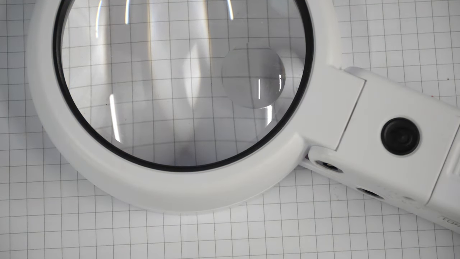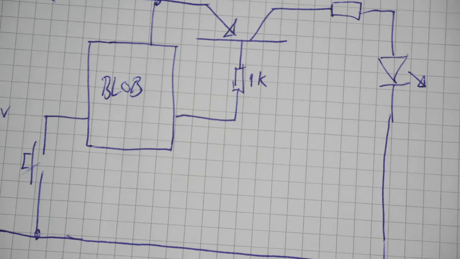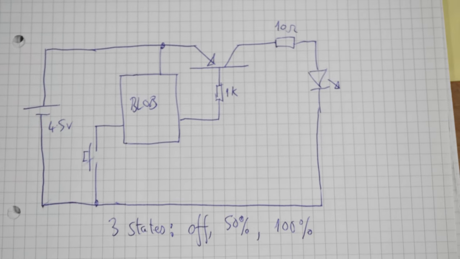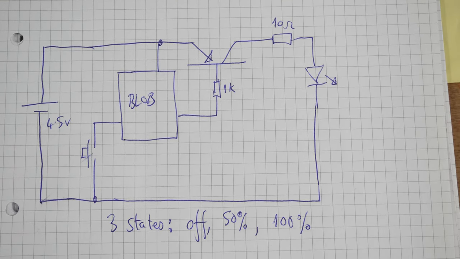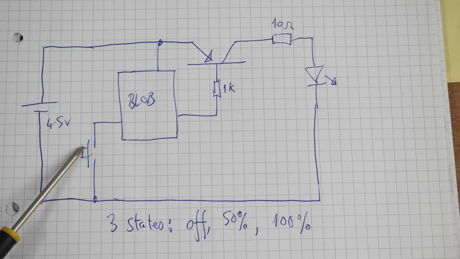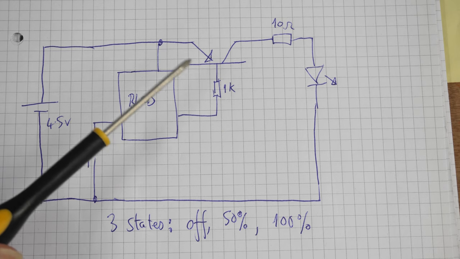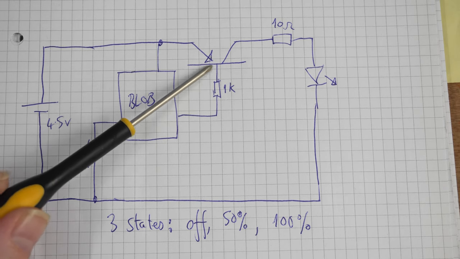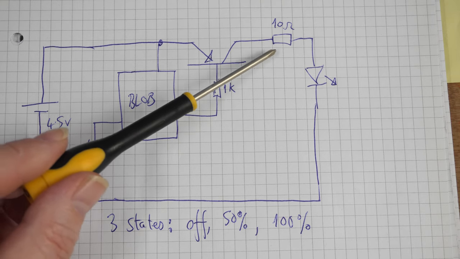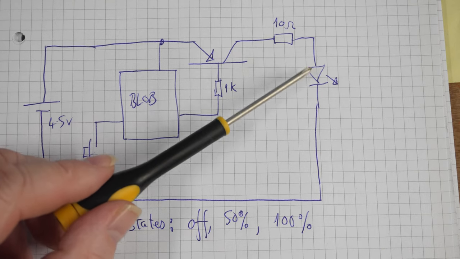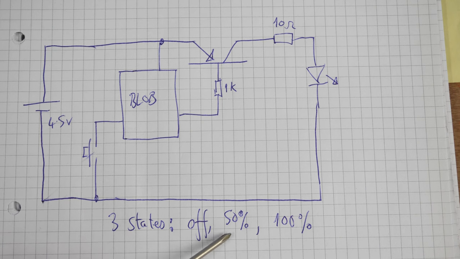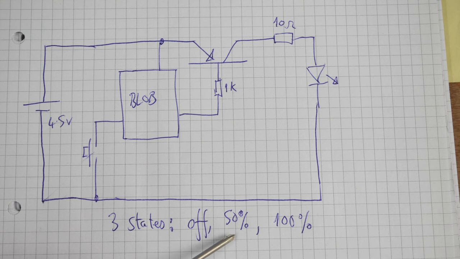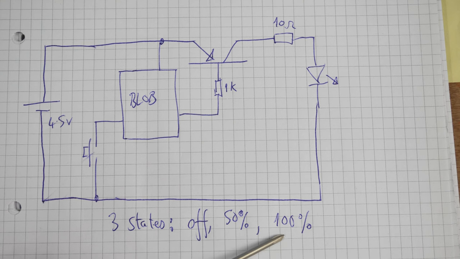So what's inside? What did I change? Let me just show you the schematic. Okay, I'm gonna zoom out a little bit and refocus. So this is the original circuit. You've got your 4.5 volts here. There's a little switch which pulls down to ground. There's this blob chip here. And there's a 1K resistor which pulls down on this PNP transistor, which it switches on. Little current limiting resistor here onto the LEDs. And that's it. And there's three states, as you saw before, off, 50%, it's actually a duty cycle of about 250 hertz, 50% duty cycle, or 100%, just on all the time.